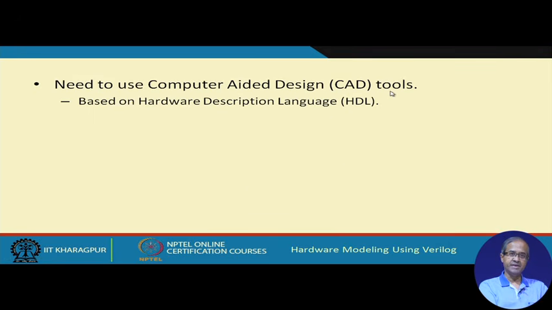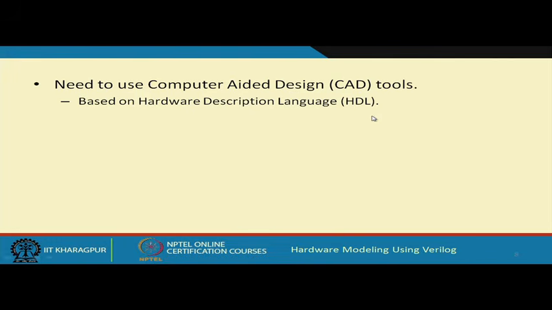and these computer aided design tools today are all based on some hardware description language. Just like the high level languages like C, C++ or Java, we have a set of languages with which we can specify our hardware, and after specifying that we give it to our CAD tools and the CAD tools will be doing the rest for us. Okay. So, these tools are based on hardware description language, as I had said.